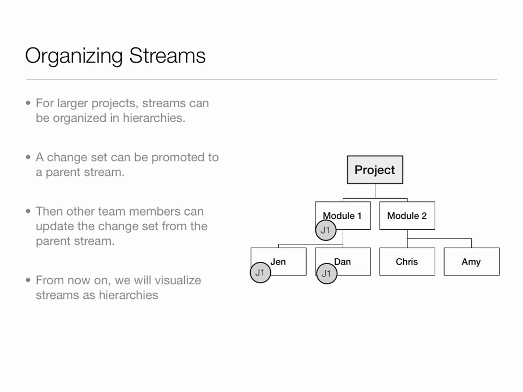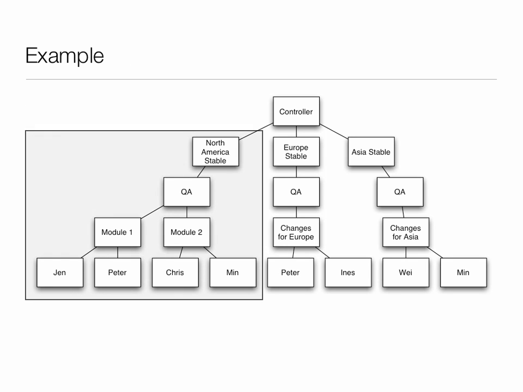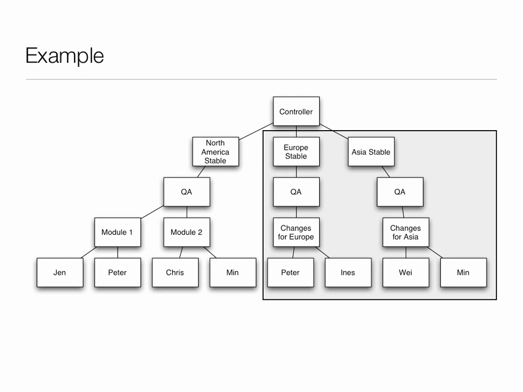From now on we're going to visualize streams as hierarchies, and we're just going to focus on the change sets that are relevant to a particular example. Our example here is a controller that has 3 different versions from vehicles deployed in 3 different geographical areas: North America, Europe, and Asia. You can see here that the main development is done on the North American version of the controller. And then that controller is taken by a Europe team and an Asia team and adjusted to the requirements for that region.